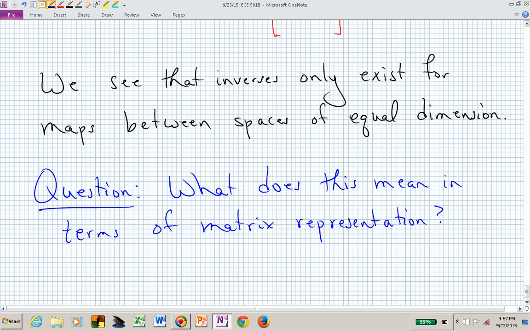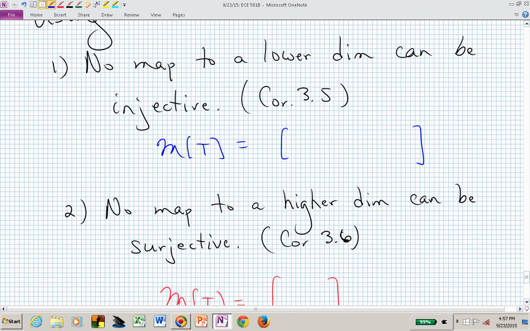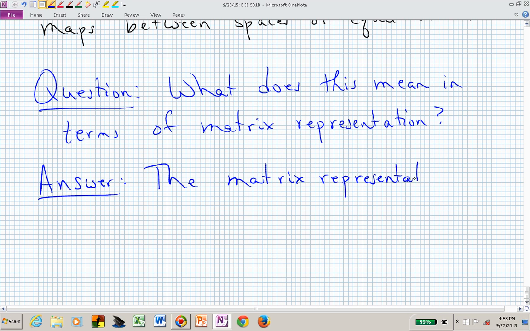The matrix has to be square, right? We said it can't be short and wide, and it can't be tall and narrow. It has to be square. So the answer to that question is that the matrix representation must be square.